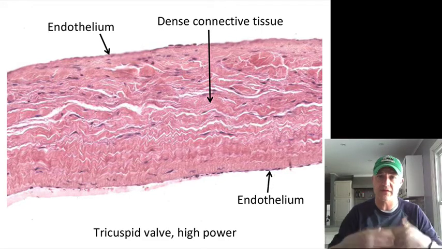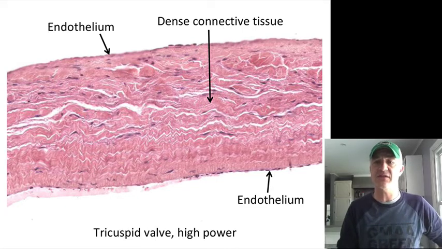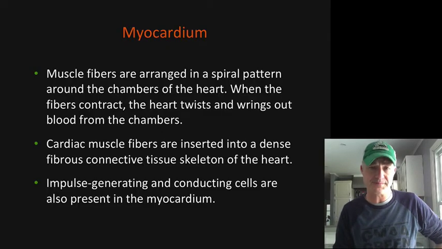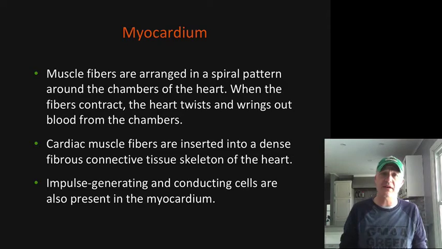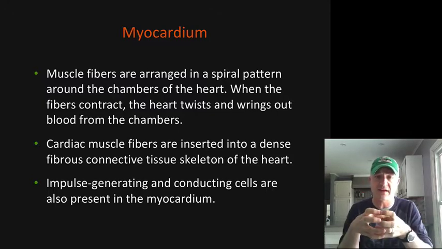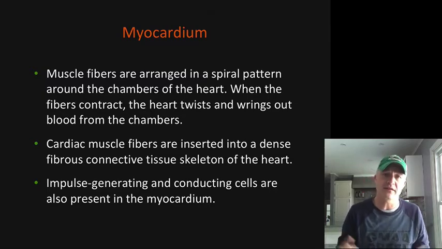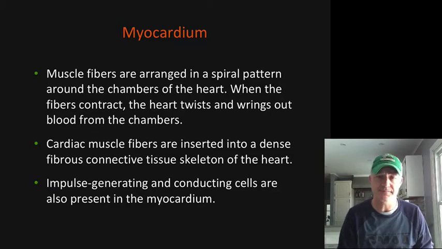Those valves have to be able to open and close, and withstand a lot of pressure. Because of that, they have a lot of dense connective tissue on the inside. We've looked at cardiac muscle already. The myocardium is that cardiac muscle. It is kind of spiraled up and around the heart, so it squeezes both from the sides in and from the bottom up. They are connected to the connective tissue parts of the heart, that fibrous connective tissue skeleton of the heart. And we have impulse generating cells that are going to be traveling through this myocardium.